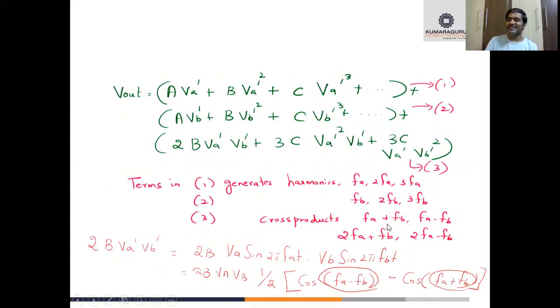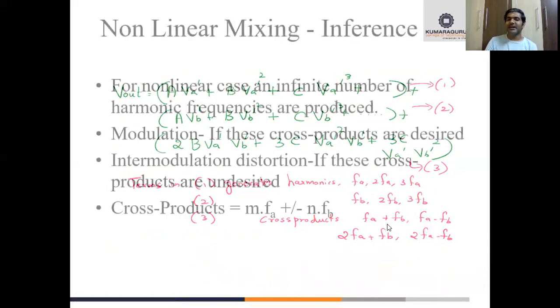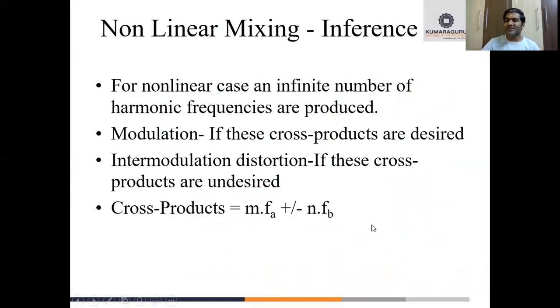If your cross product is desired, it is called modulation. Okay. Why is this cross product called modulation? I will explain this with a simple example. We will discuss this in detail in our next sessions. Modulation is very simple. You will have a carrier and a message signal. The message signal will be of low frequency and the carrier will be of high frequency. The characteristics of your high frequency carrier will be changed in accordance with your message signal. That is called modulation.